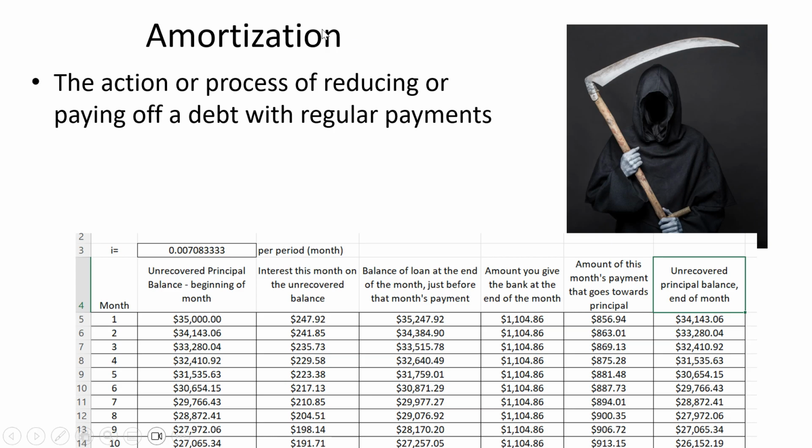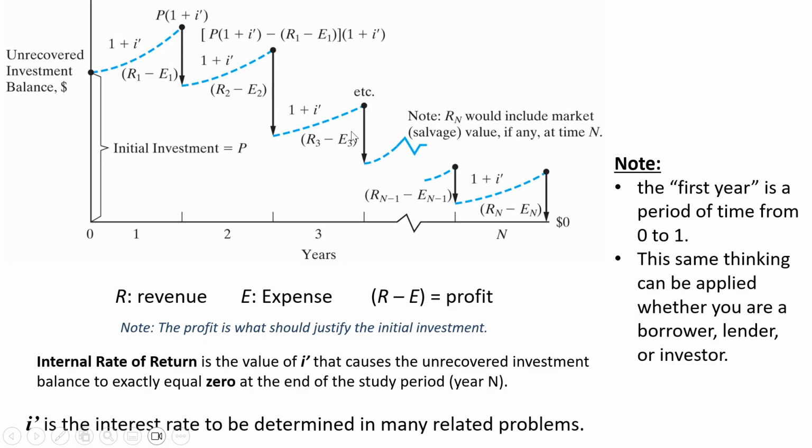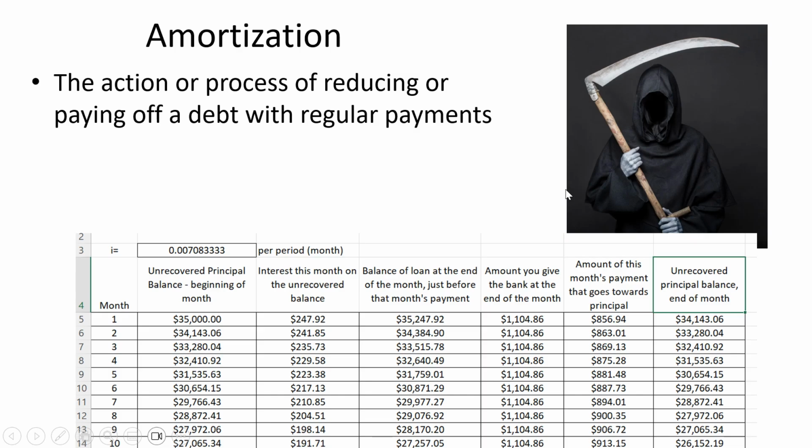And so this is closely related to this figure, where we've got some loan balance which goes up during the year and then comes down when a payment is made. Then it goes up and comes down and eventually reaches 0. That's the process of amortization.